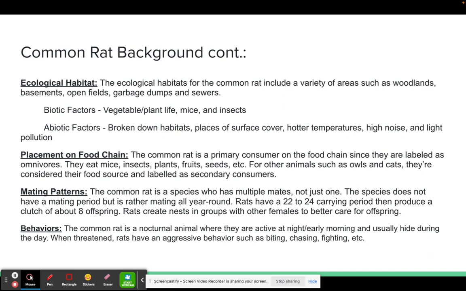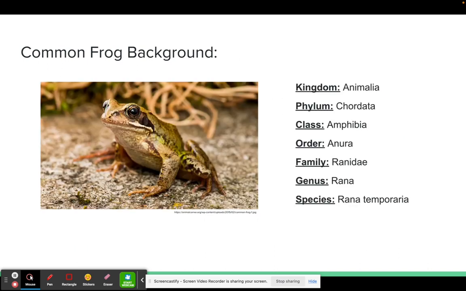to do alone. The common rat is a nocturnal animal where they're active at night / early morning and usually hide during the day. And when threatened, rats have an aggressive behavior that leads to biting, chasing, fighting, etc.